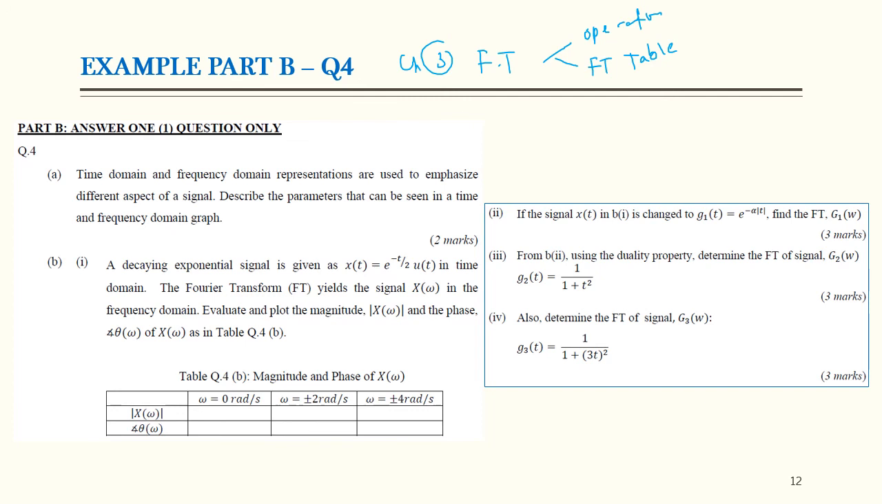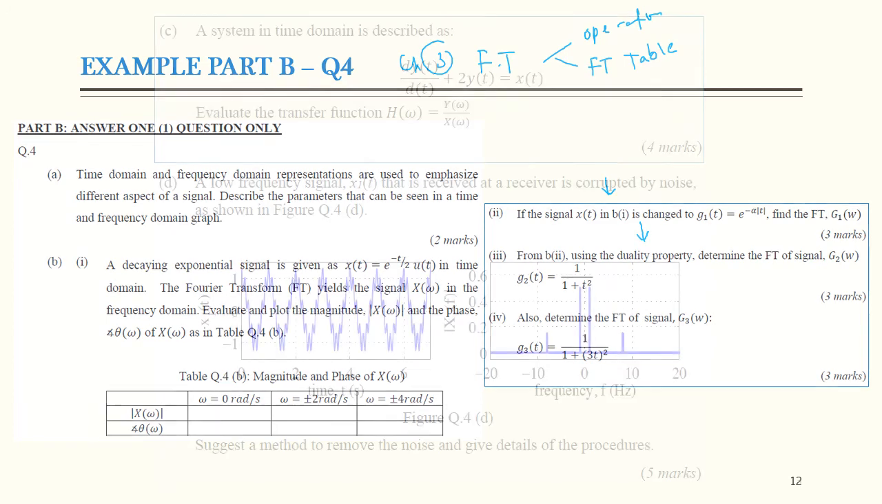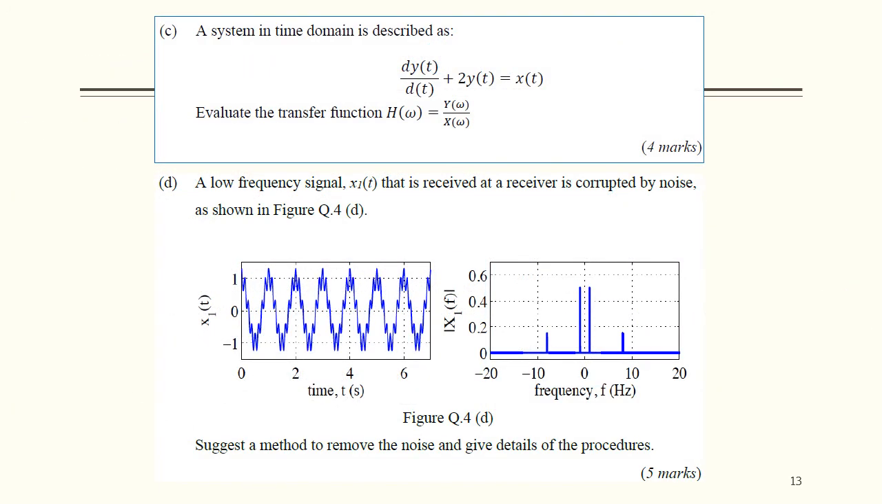Here you can see the signal change, duality, so all about property. Make sure you refer to the Fourier transform table in order to perform the operations in frequency domain. The same goes for questions C and D. This is differentiation in Fourier transform, so again, refer to the Fourier transform table.